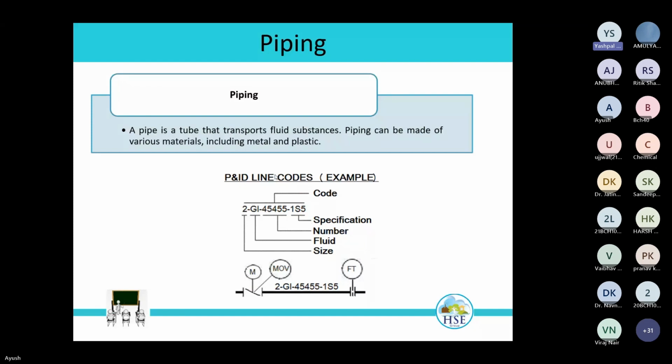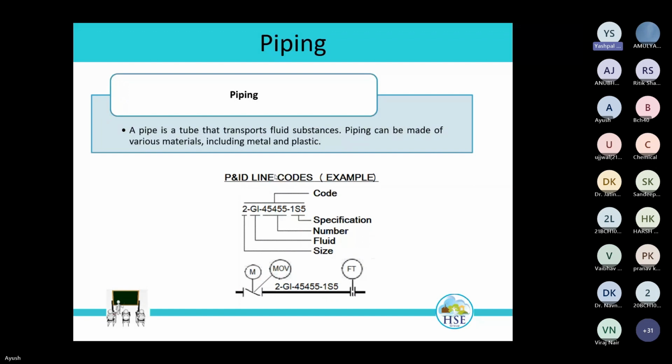1S5 is basically a specification, like the MOC. Through the specification, we can give the MOC. Even a few companies give the details of hot and cold conditions and insulation in the specification also. So 1S5 is a specification of the piping.